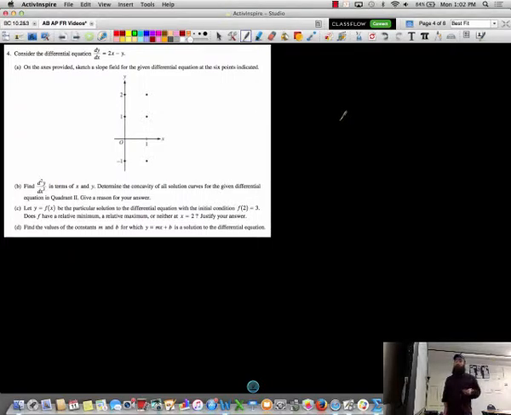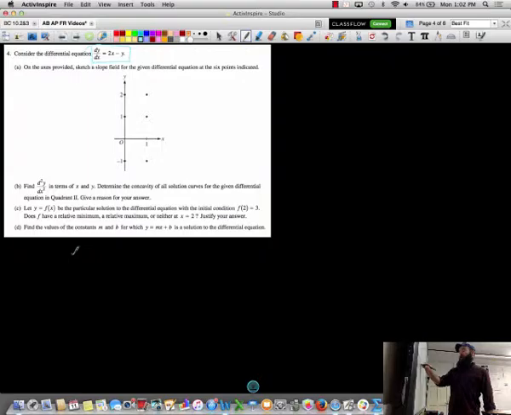So this is problem number 4 from AP Calculus AB for your response section. I'll give you a moment to pause the video and read the problem. Okay, so part A says on the axis provided, sketch a slope field for the given differential equation at the 6 points indicated. So the differential equation is right here.